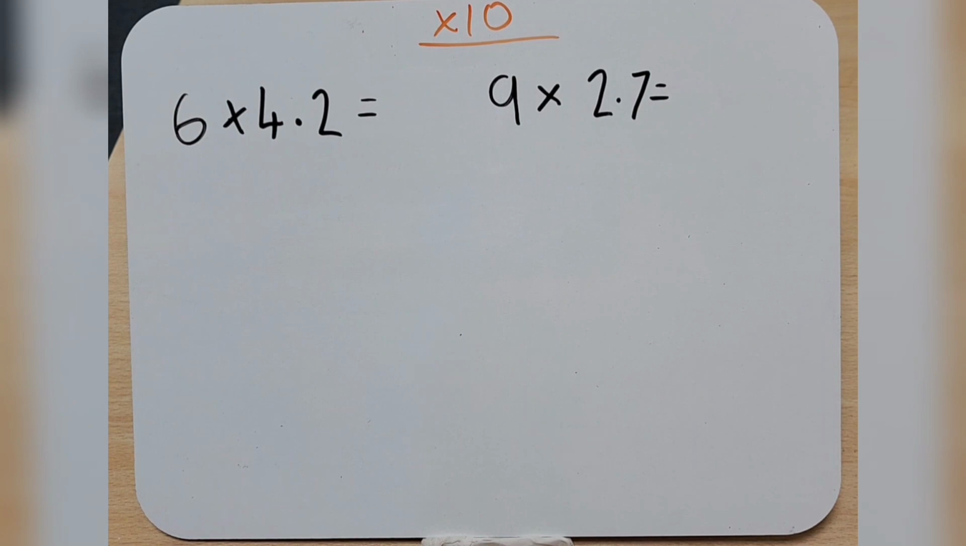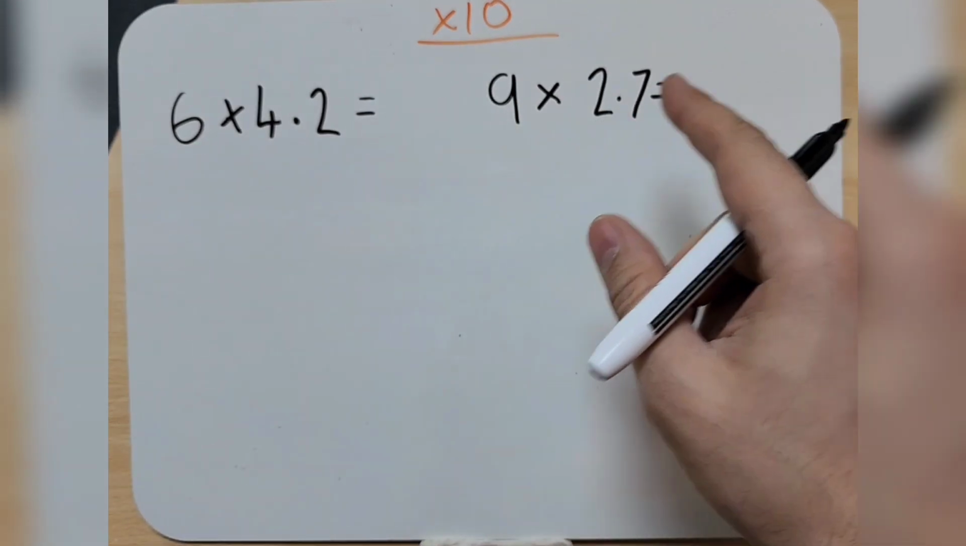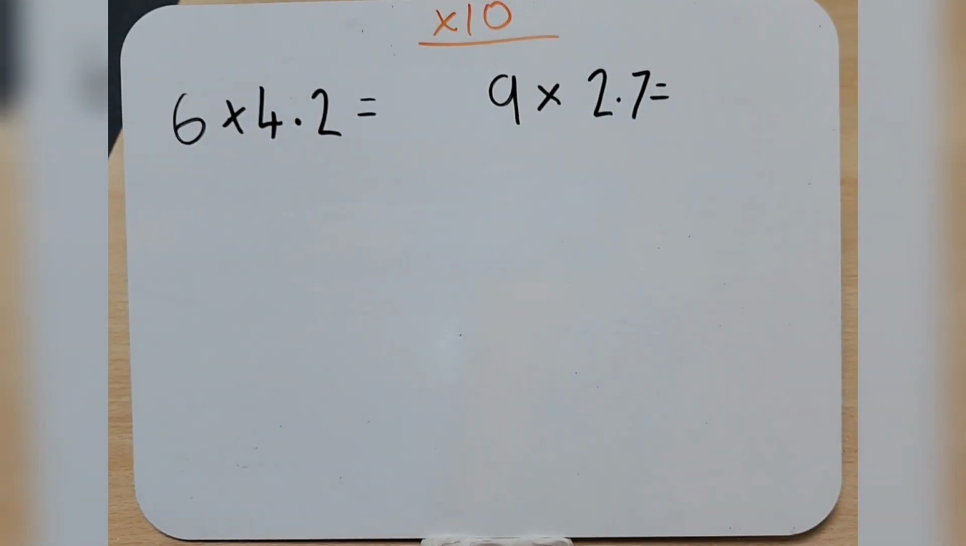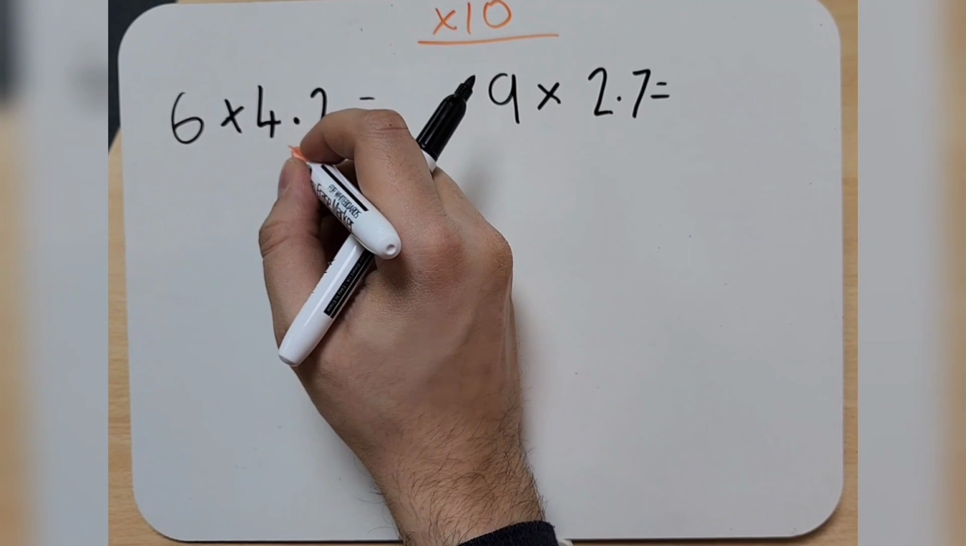Okay, so now let's look at something that doesn't end in 0.5. 6 times 4.2 and 9 times 2.7. And what you're going to find is the procedure is exactly the same.